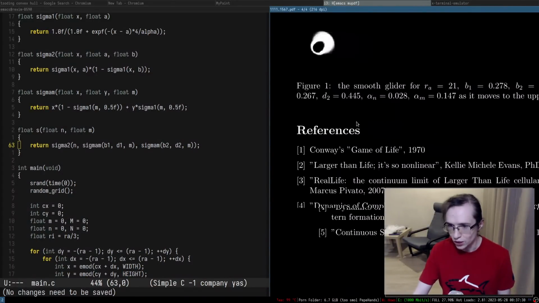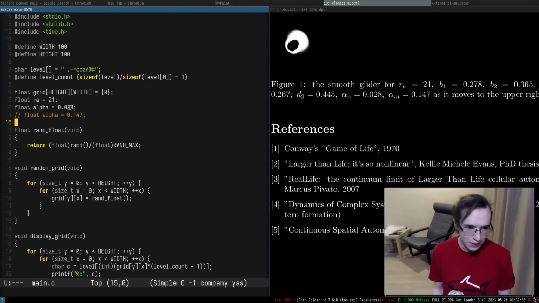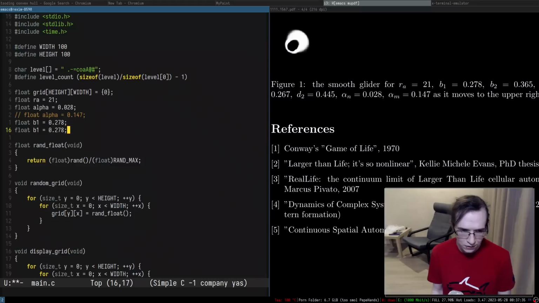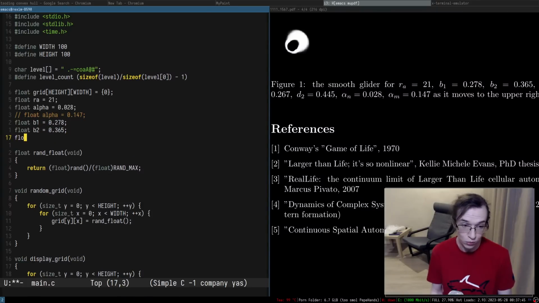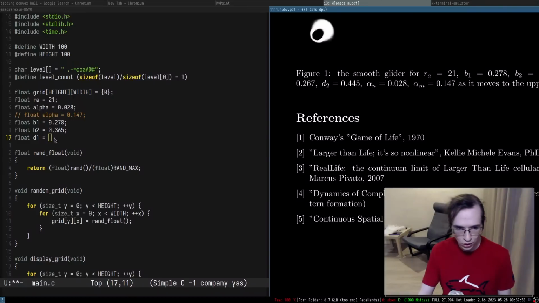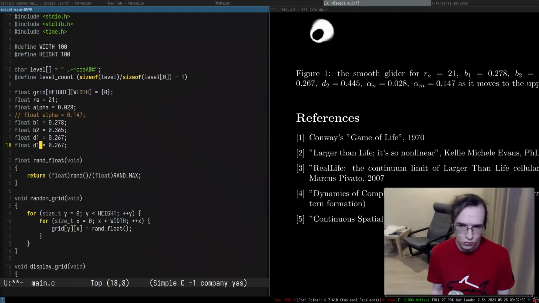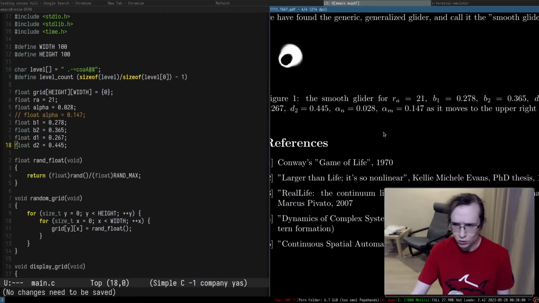b1, b2, d1, d2. So we're gonna put them in here. So b1 0278. I suppose they literally played with the parameters and tweaked them around and just found the ones that look okay-ish, okay-ish enough for a paper. And d2, I suppose, is 445. So that's basically all of the parameters.